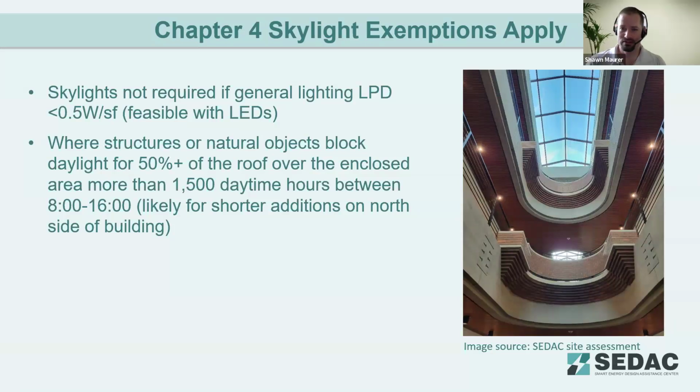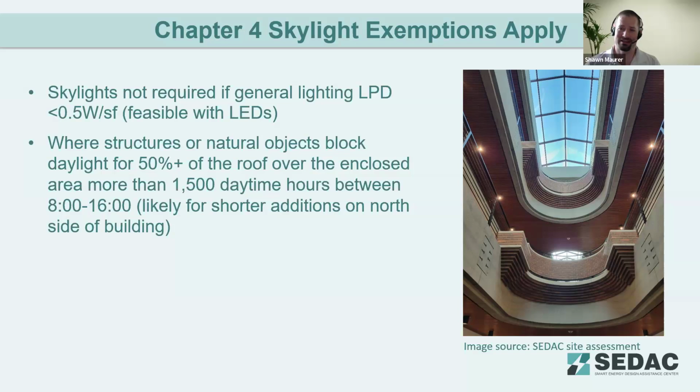One thing we do note, the Chapter 4 skylight exemptions do apply to an addition to a building. So if you can get your general lighting power density less than a half watt per square foot, which is very feasible with modern LEDs for building design, then skylights are not required in the addition.